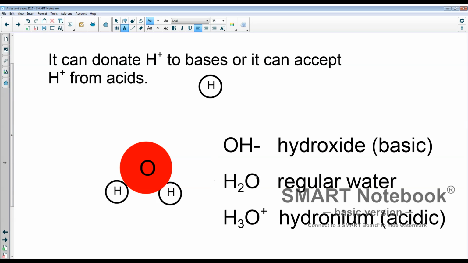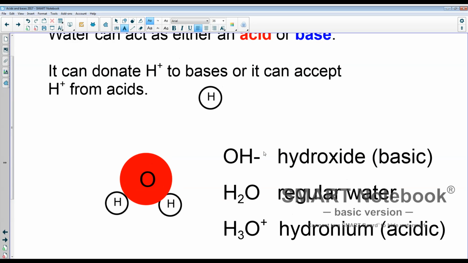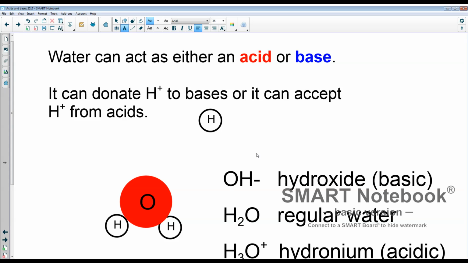Okay, so water that is exposed to acid gets this extra hydrogen, and water that's exposed to base loses a hydrogen to become OH minus. Okay, so I hope that was a good introduction to acids and bases. I'm going to have a quick follow-up questionnaire that I'm going to have you guys do.